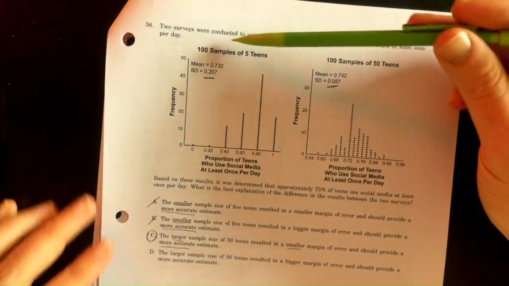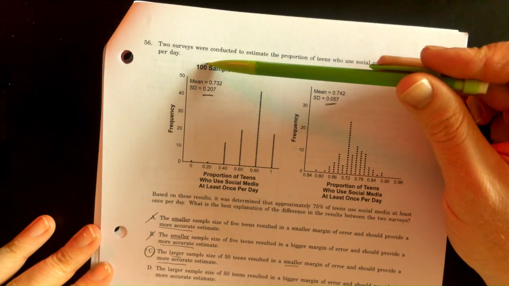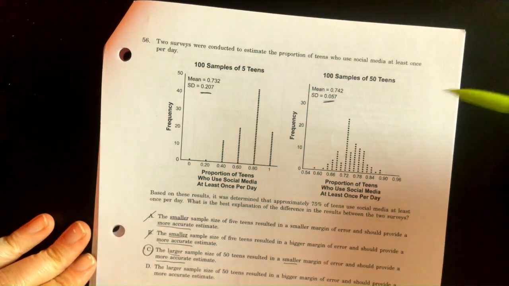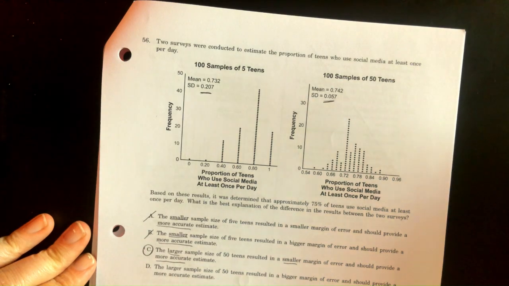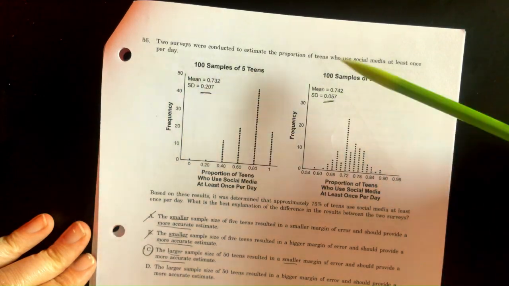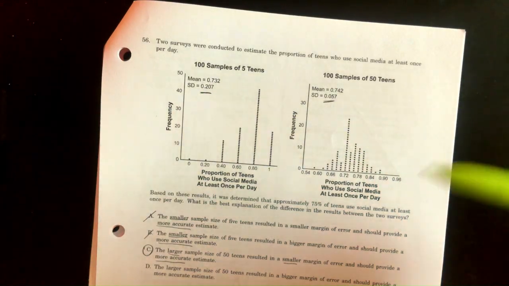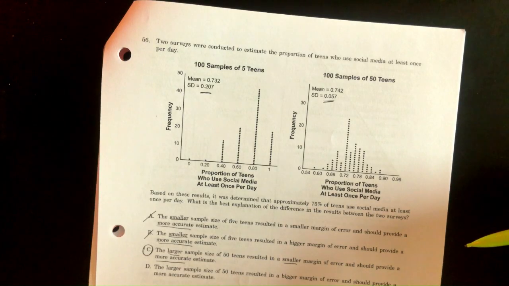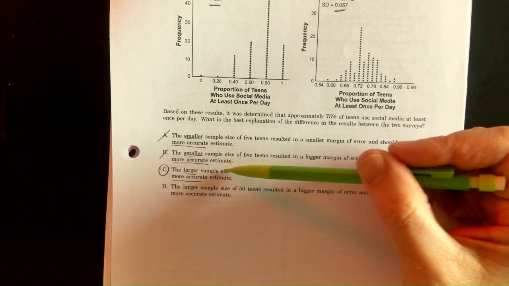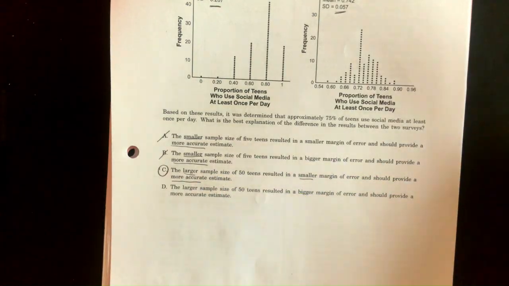56, we did 2 surveys. We sampled 5 teens in 100 different simulations. We sampled 5 teens in 100 samples. And we sampled 50 teens in 100 samples. And you can see that this one has a much larger standard deviation. The averages are almost the same, but this one has a much larger standard deviation. And that's because a larger sample size makes a smaller margin of error. Which choice shows that? Choice C shows that. Larger sample size makes a smaller margin of error, and it also will lead to a more accurate estimate.